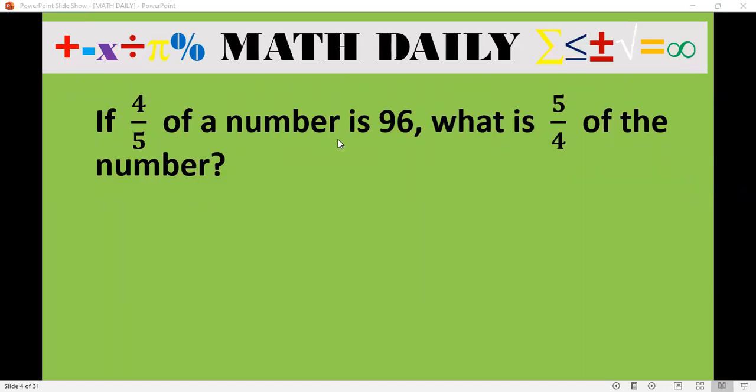If 4/5 of a number is 96, what is 5/4 of the number? So the thing here is we need to find the number. That is the first thing that you have to figure out. From here, it is stated that 4/5 of a certain number, so we can make use of a variable x to represent that number that we are looking for.